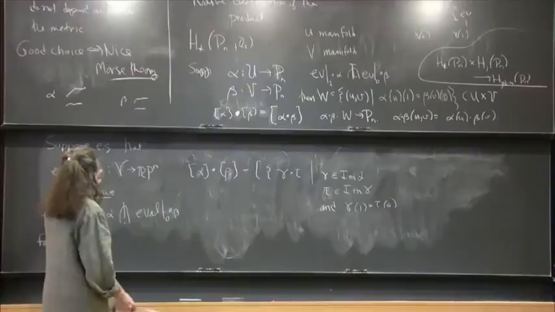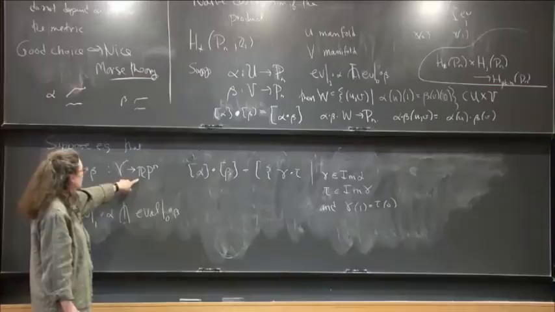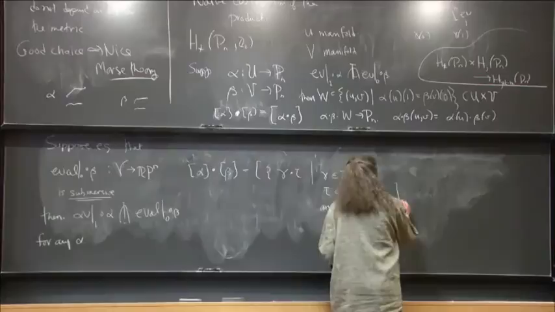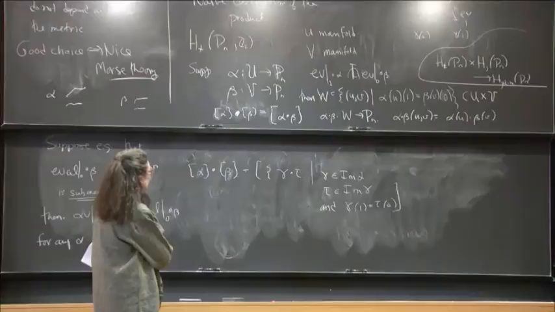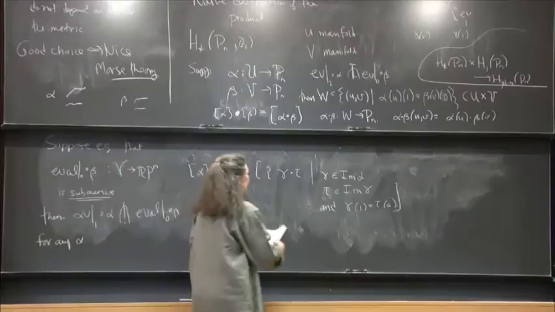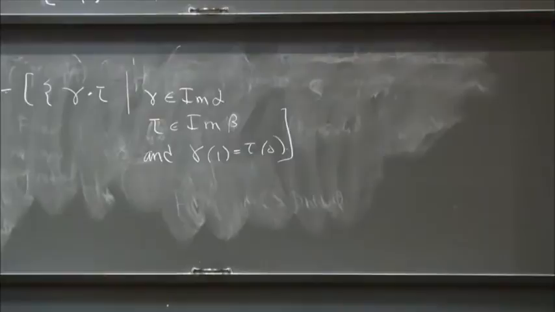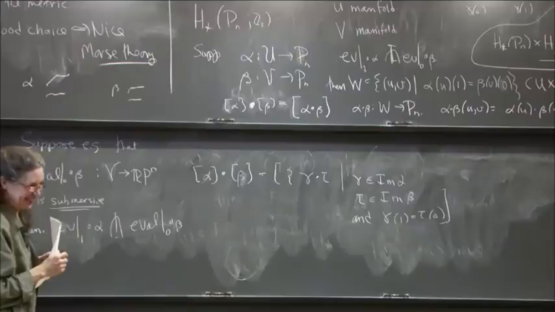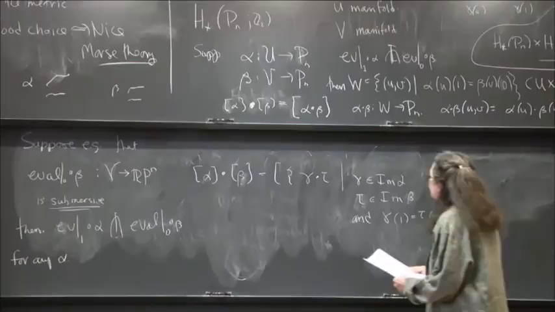So in other words, if you have a class beta such that this is submersive onto RPN, then this is a correct definition of the product. It's just defined. Did I write it correctly? Okay, right. So again, it makes sense. You can think about it on the chain level.